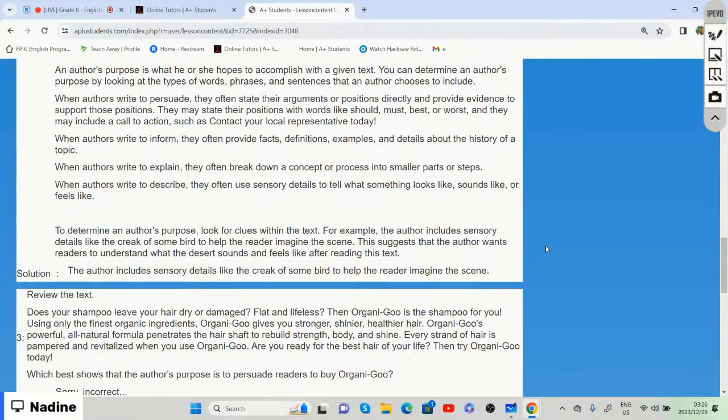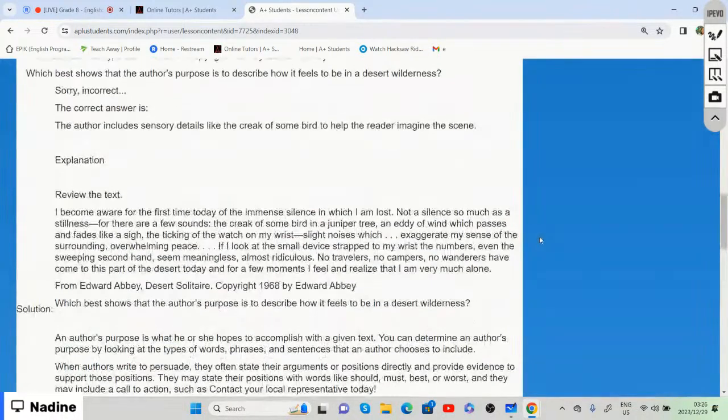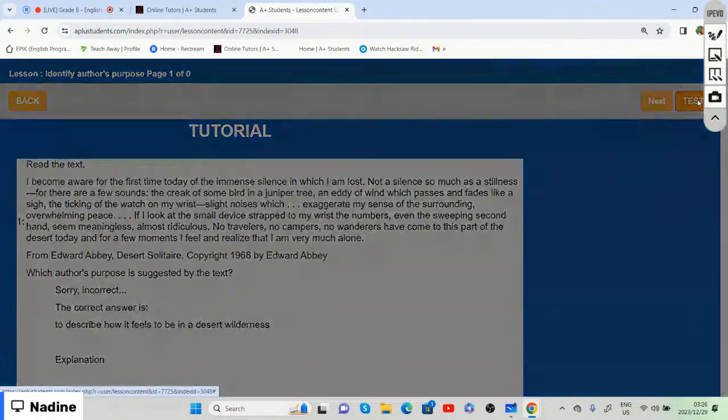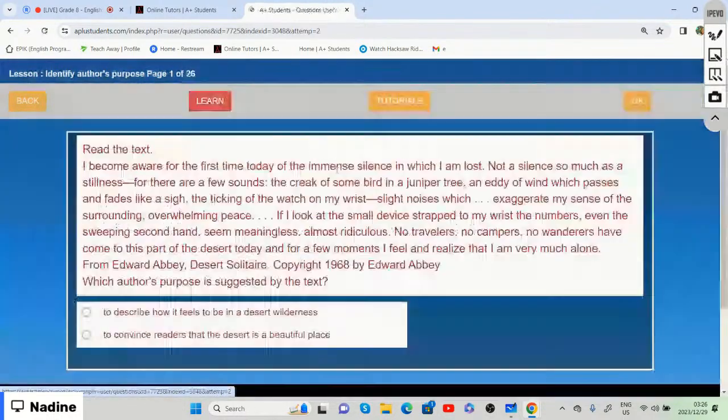All right, let's go to our test. Right, so we're going to read a text and then we are going to basically give an idea of what we think the author is trying to tell us.